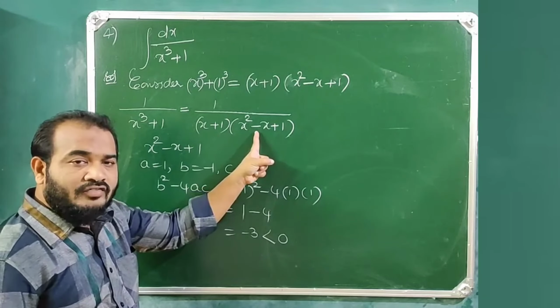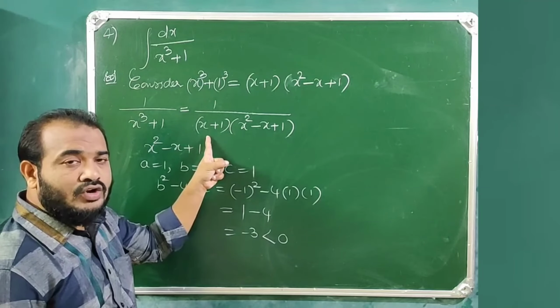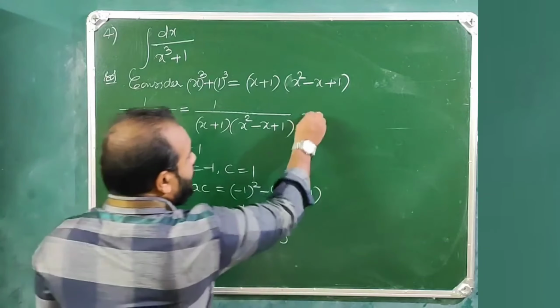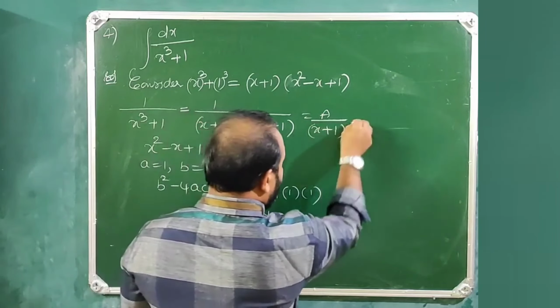Non-repeated irreducible quadratic factor, type 3. Non-repeated linear factor: for every non-repeated linear factor ax plus b, there exists a partial fraction of the form A by ax plus b. This is A by x plus 1.